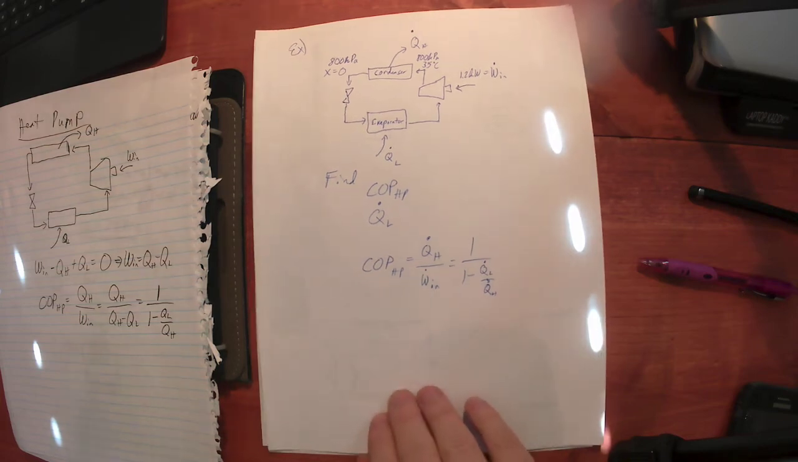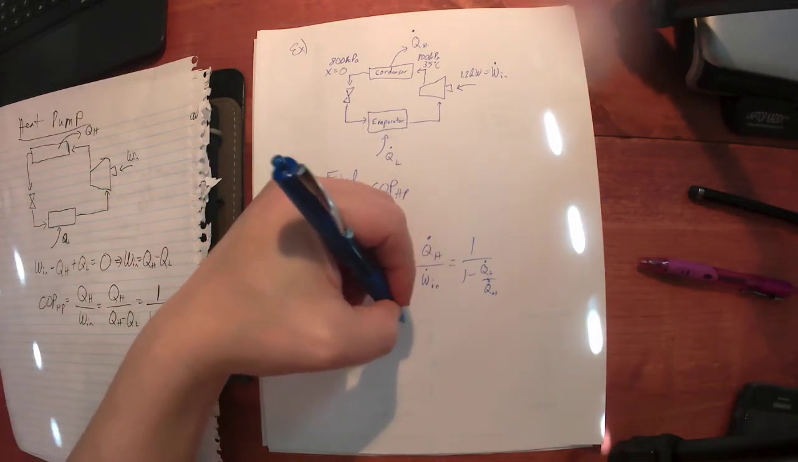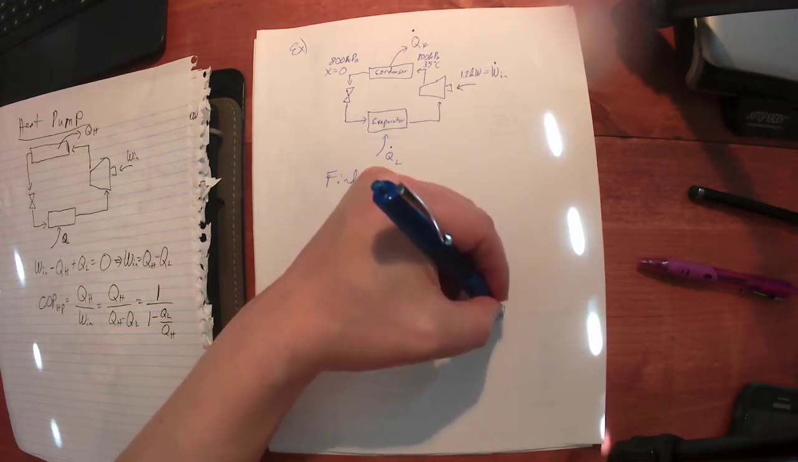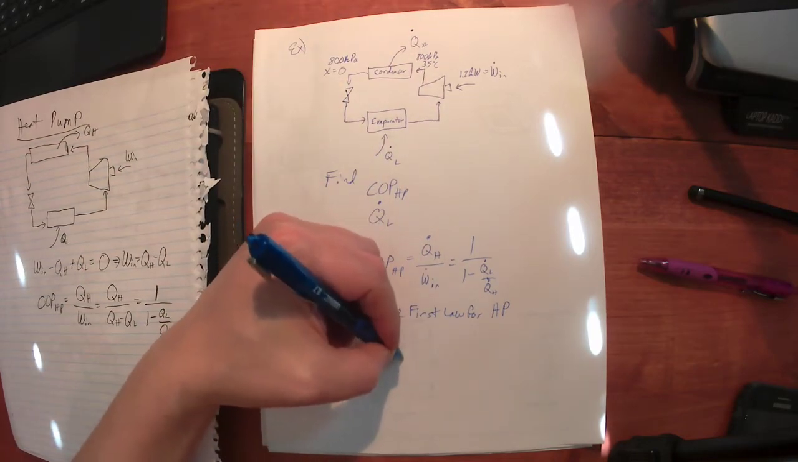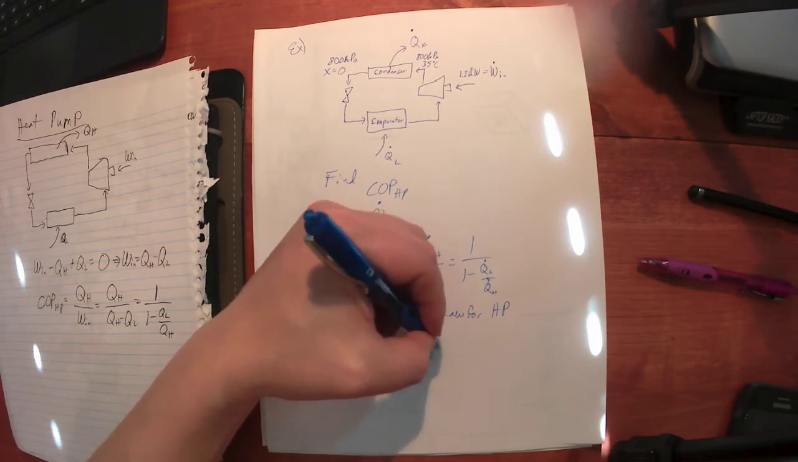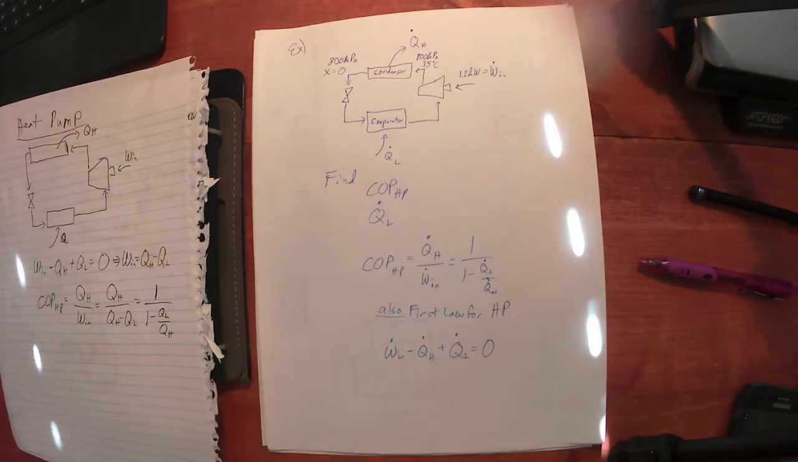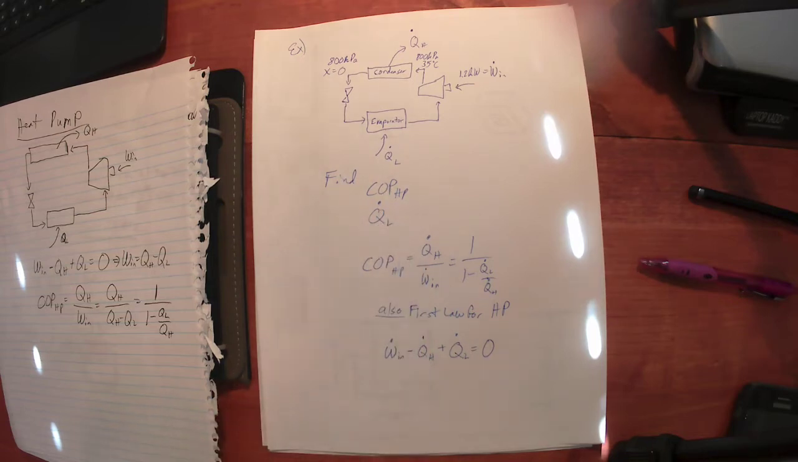So we say, all right, what else can we find? And by the way, the first law for the whole heat pump tells us the power input minus Q dot H plus Q dot L is equal to 0, because it's a cycle. So I just need one of these heat transfers. If I can find one, I can find the COP and the other unknown heat transfer. So what can I do to find one of these heat transfers?